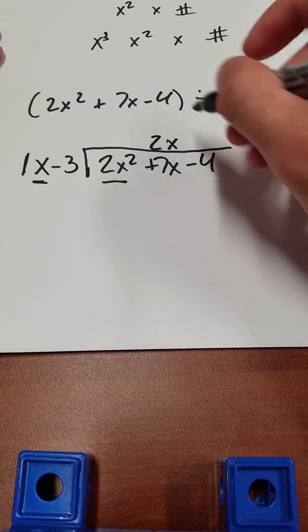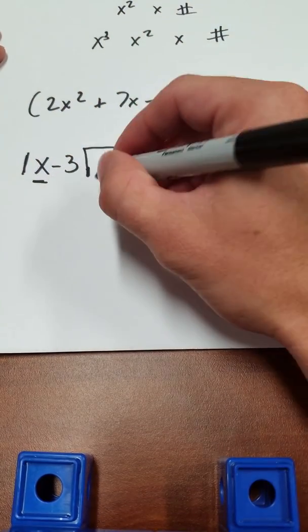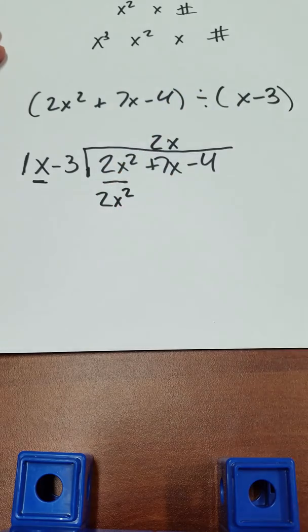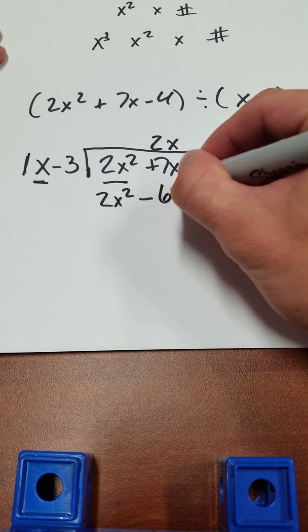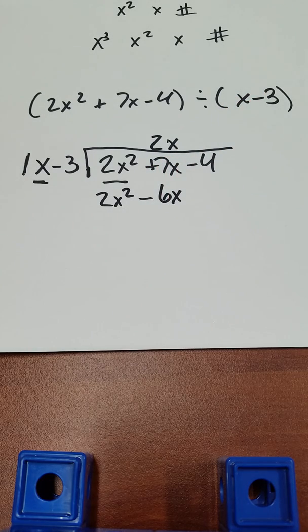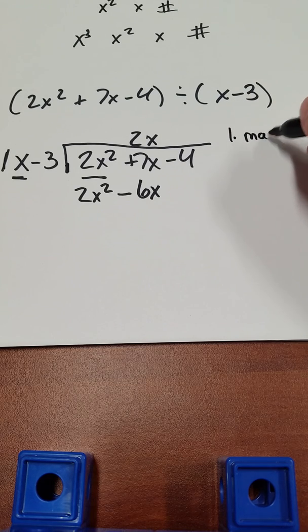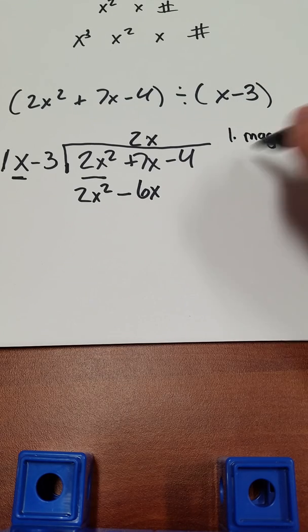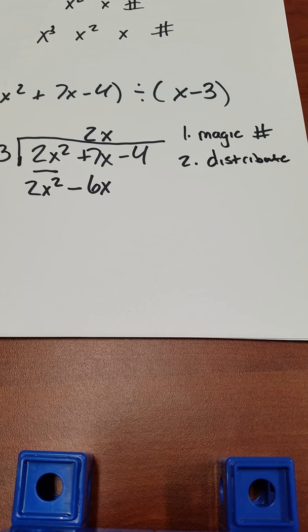Step 2, multiply out. So 2x times 1x is 2x squared. 2x times negative 3 is negative 6x. So I multiplied out. Step 1, magic number. Step 2, distribute. Okay? In case you need steps, go ahead and write those down. Hit the pause button, write those down real quick.